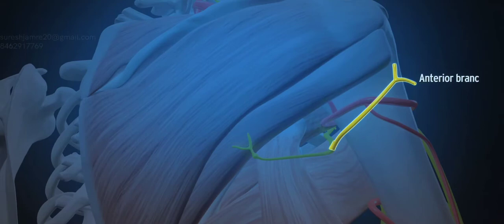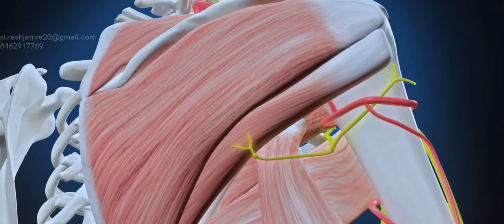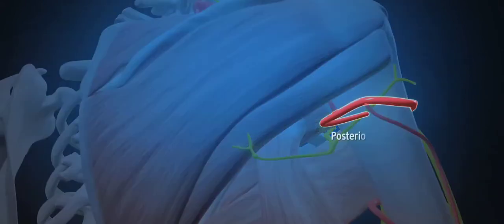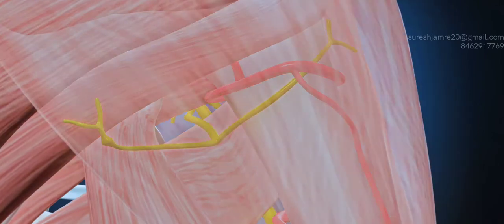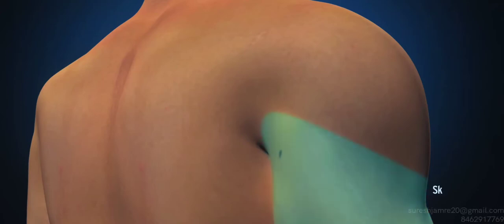The anterior branch, upper branch, winds around the surgical neck of the humerus, beneath the deltoid muscle, where it is accompanied by the posterior circumflex humeral vessels. It continues as far as the anterior border of the deltoid to provide motor innervation to deltoid. The anterior branch also gives off a few small cutaneous branches which pierce the muscle and supply the overlying skin.